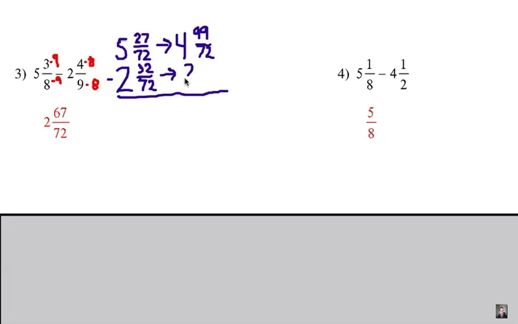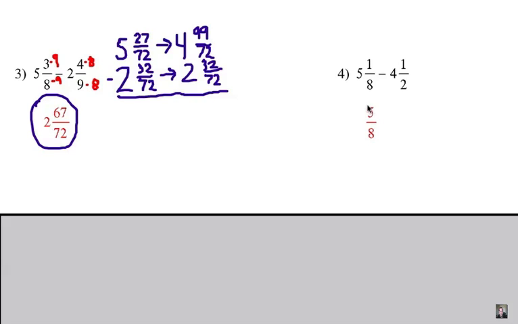Now I'm going to copy over the 2 and 32/72s, and now we subtract. So 99 take away 32 is 67, and we finish the problem like that. All right, I hope that makes sense to you.